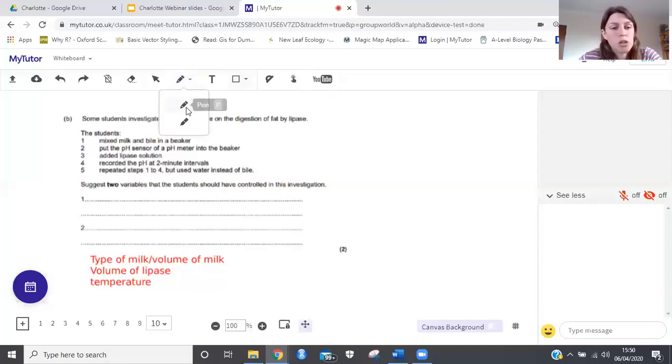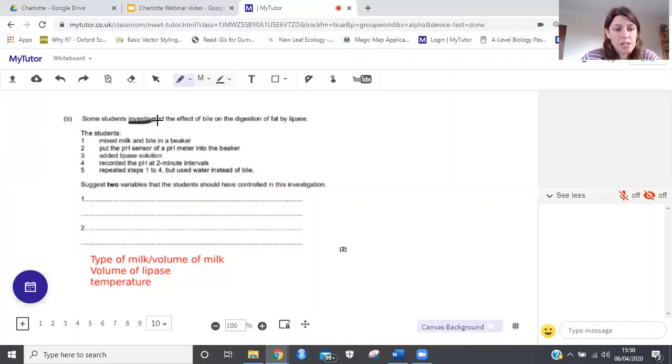When we're talking about questions like this, it's really handy to underline the keywords. So we've got investigated here, that says that's an experiment. The effect of bile, we've just talked about bile, on the digestion of fat by lipase. We know that lipase is an enzyme that digests fat. As an enzyme, it's quite affected by temperature and pH. Sure enough, students have mixed milk and bile in a beaker and put a pH sensor of a pH meter into the beaker. They've then added the enzyme and recorded the change in pH.